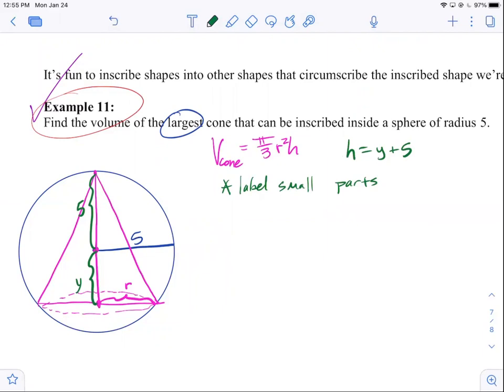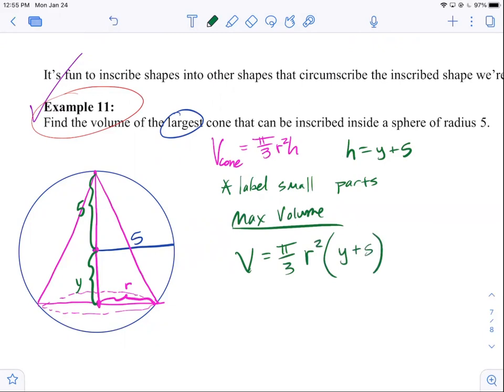Okay. So for me, I'm trying to maximize the volume. And I'm going to write my equation. The volume then is pi thirds. I'm okay with r, so I'll use r squared. But the height, I'm going to call it y plus 5 instead of h. If you call the whole thing h, that's fine, but then y is going to end up being h minus 5, and we don't want subtraction. And I'll show you why in a second.